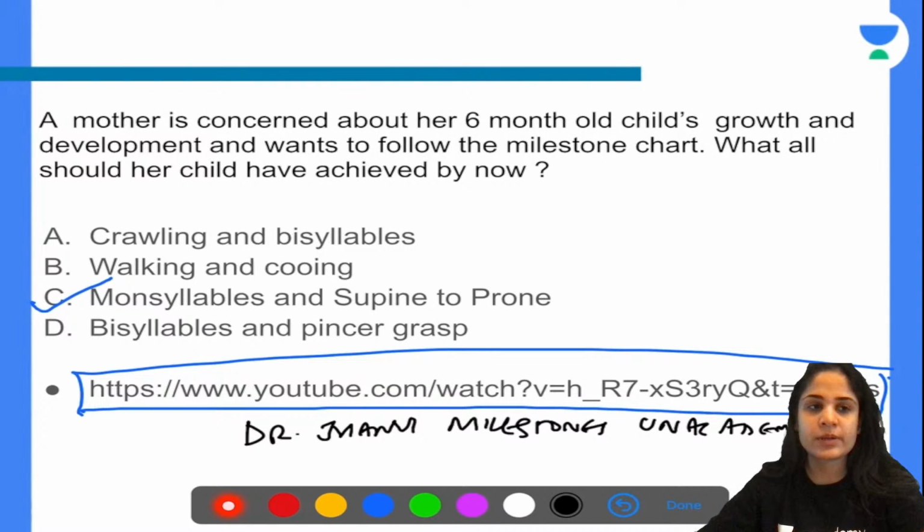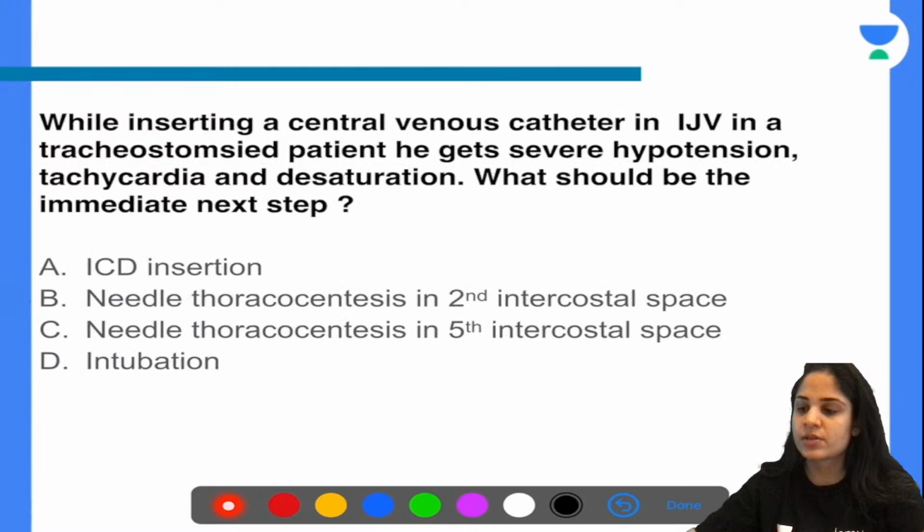All right. So next question for us: while inserting a central venous catheter in the IJV in a tracheostomized patient, he gets severe hypotension, tachycardia, and desaturation. What should be the immediate next step? ICD insertion, needle thoracocentesis in second intercostal space, needle thoracocentesis in fifth intercostal space, or intubation?